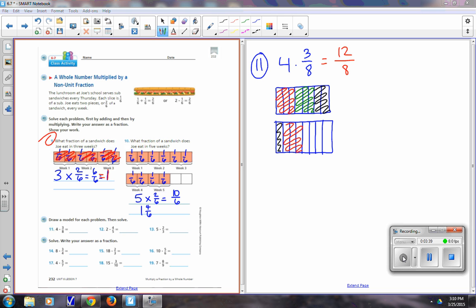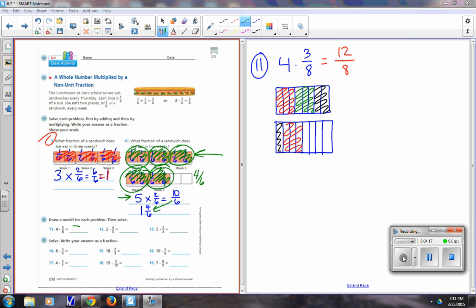So what does he eat in 5 weeks? So we've got 2/6, that's 1 week. That's 2 weeks. That's 3 weeks. 4 weeks. That's 5 weeks. So if I was writing an equation, I would say 5 times 2/6, because I just did 2/6 5 times, and I got 10/6, which equals 1 whole sandwich and 4/6.